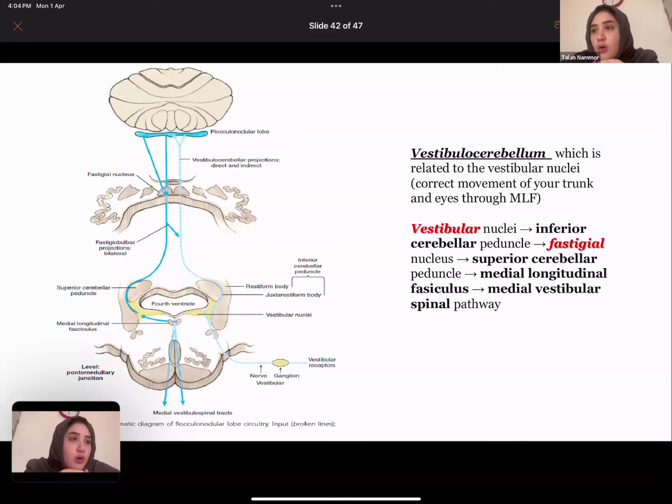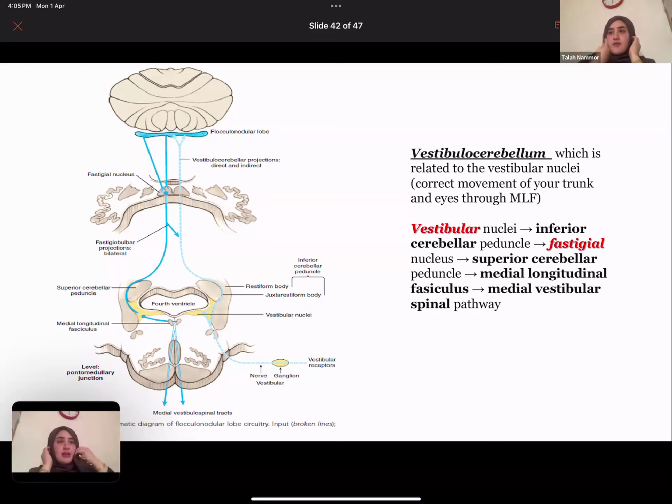Then it's going to go into the inferior cerebellar peduncle because it's not from the brain. It's still from the brain stem, which branches into the spinal cord. Anything that's spinal cord and brain stem goes through the inferior cerebellar peduncle. So it goes through the inferior cerebellar peduncle into the fastigial nucleus. What did we say the function of the fastigial nucleus was? The movement of our eyes and balance.